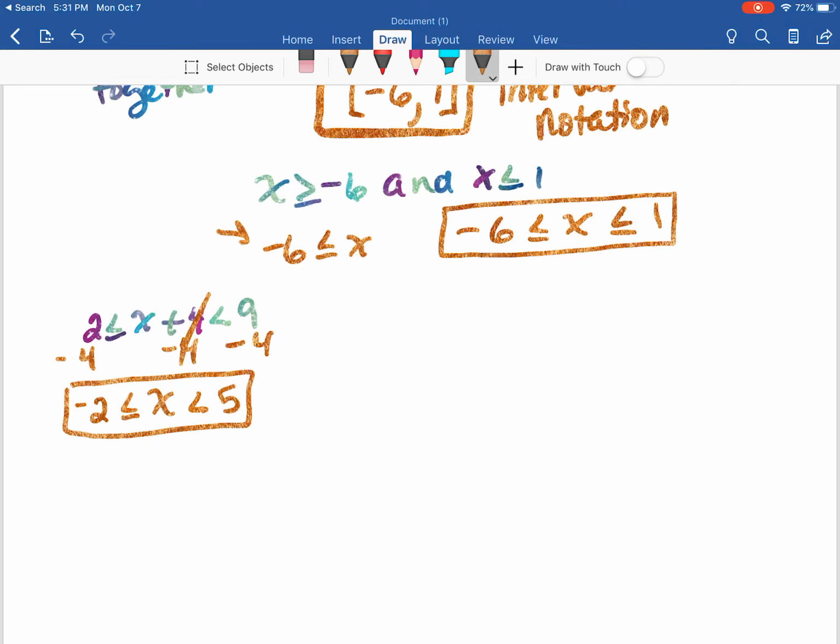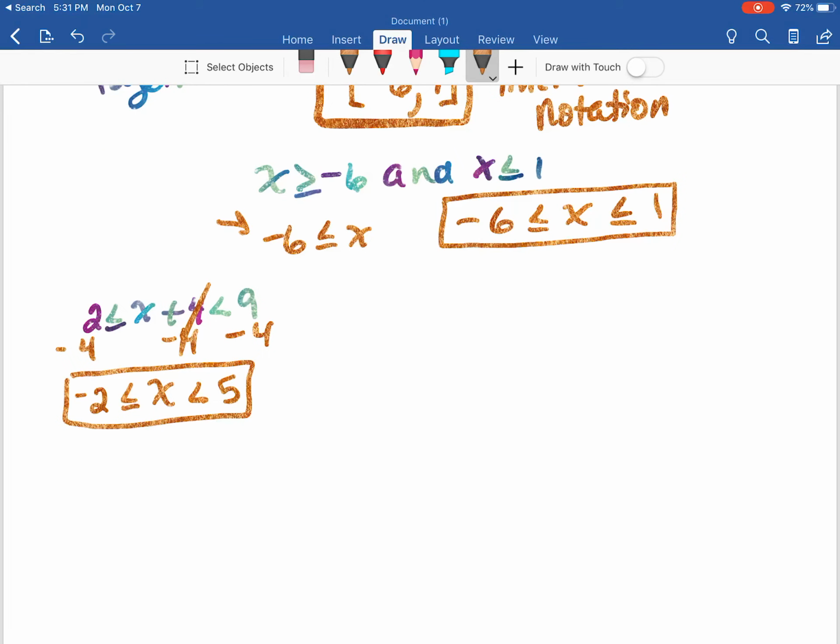So now I need to write my inequality statement, or my interval notation, and draw my pictures. My statement is already set up for me that way. So that means it's going to be negative 2, comma 5. 5 is open, so that means that's going to be a parenthesis. This is closed, so that's going to be a bracket there.